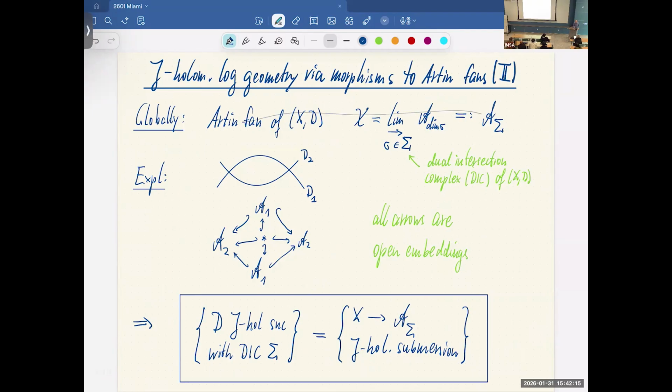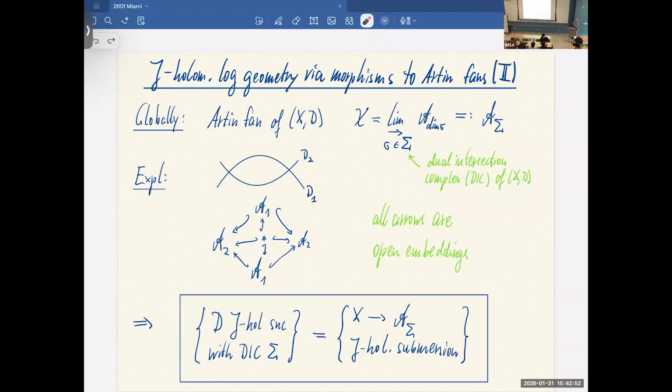So before reading the first line, maybe read the second line. So let's look at something like this normal crossings divisor with two components, but also two intersections in two dimensions. So I get these Artin fans at each point, right? So at general points, it's nothing. It's just a point. Then at general points of the divisor, it's an A1. I get two copies of these. They are all identified, essentially. And then here I have two copies of A2. But they don't really talk to one another. I mean, they talk to one another along the D1s, but not at their centers.